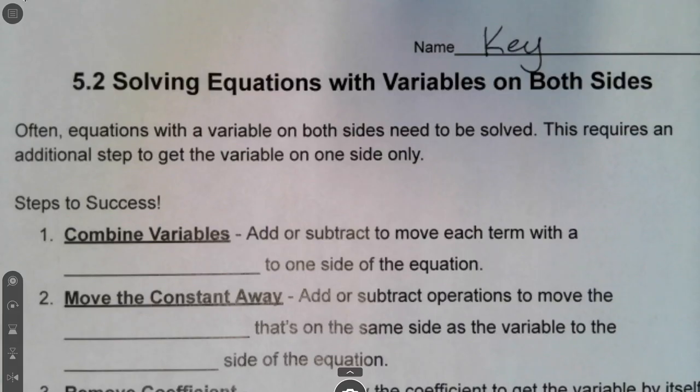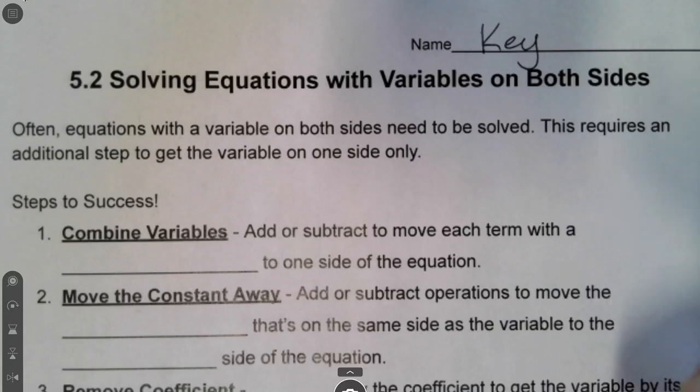So in all the one and two step equations we had, there was just one term with a variable. But sometimes equations will have a term with a variable on both the left side and the right side. So to do this, we will want to first combine the variables.